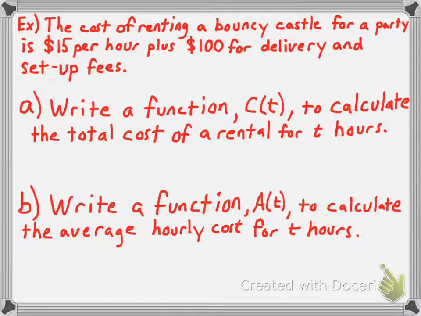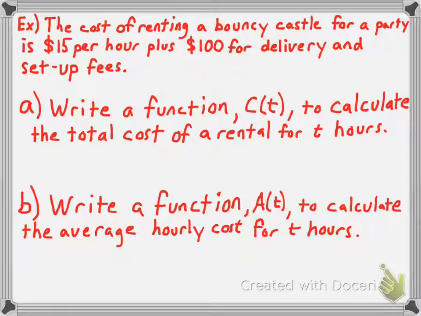$15 per hour plus $100 for delivery and setup fees. Well, what we're going to do, a couple things on this slide. We're going to write a function that's going to calculate the total cost of the rental for T hours. So if you rented it for 2 hours or 9 hours or 37 hours, it will tell you what the total cost is. And then after that, we're going to go ahead and try to write a function to calculate the average hourly cost for T hours. So on average, did you pay $70 per hour? Did you pay $30 per hour or $25 per hour? We'll write a function that would help you determine that for any given amount of time.